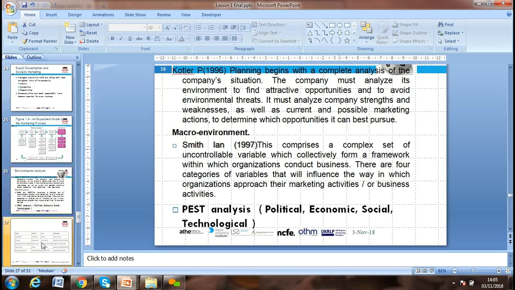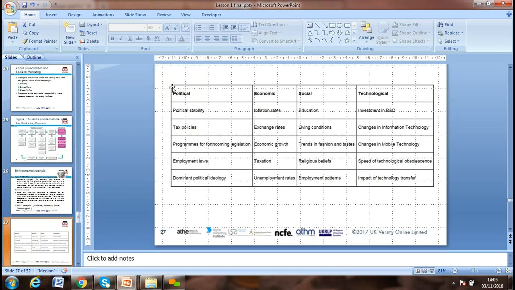So when we're looking at the external environment, these are the factors: political stability in the country, which will help; tax policies, programs for forthcoming legislation, any new legislation, employment laws, the dominant political ideology, the party in power and their political ideology; inflation rate, exchange rate, economic growth, taxation, unemployment rates. We need to be focused on all of the economic environment.